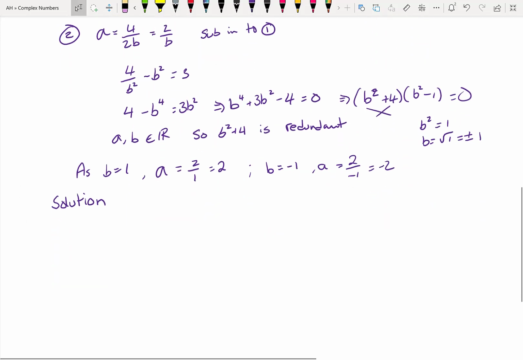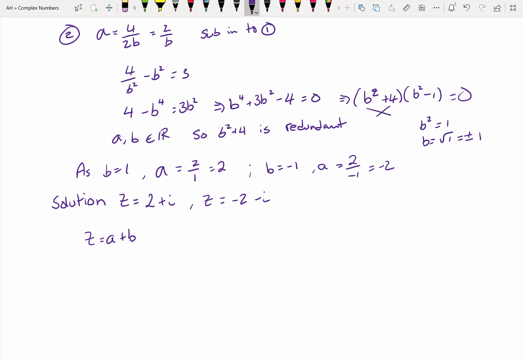So my solution, let's scroll up a wee bit, is going to be z equals 2 plus i, and another one z equals minus 2 minus i. Again, remember it was taking the form z equals a plus bi, so all I've done is substituted a and b into this for each of my set of values. I've got one set there, a second set there.